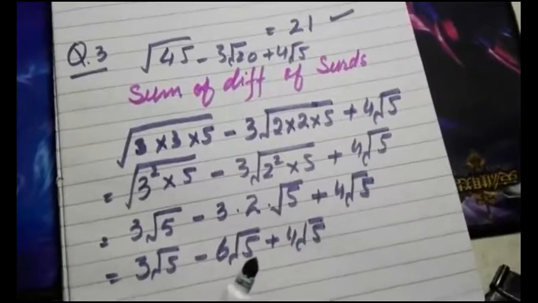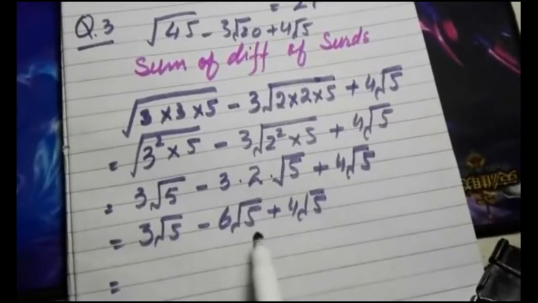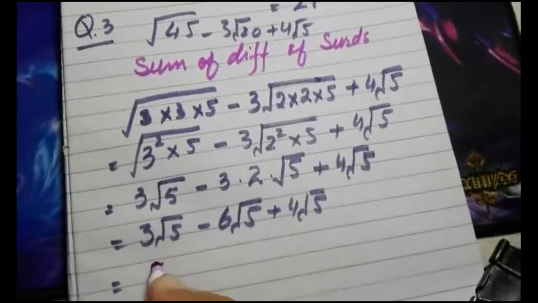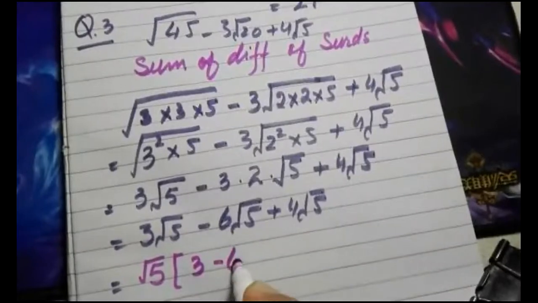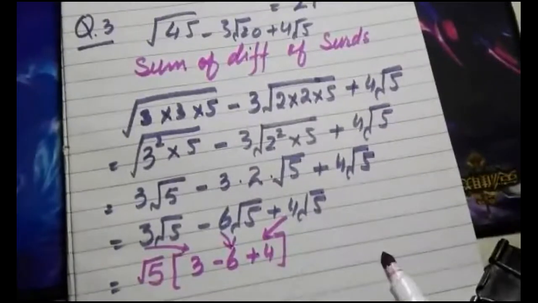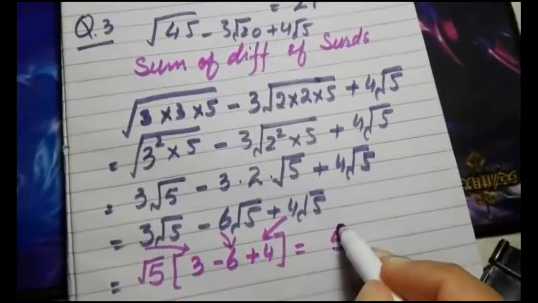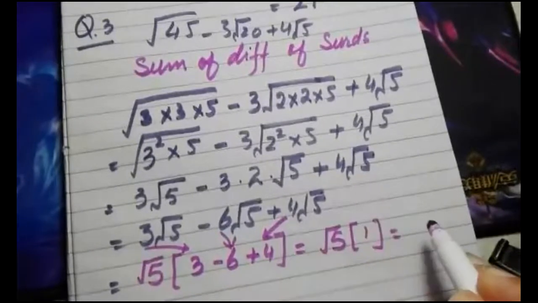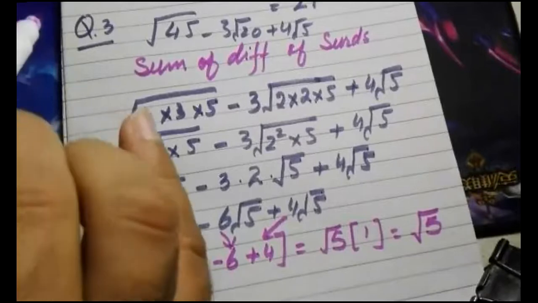Now this is a step which I want to explain you, and you have to see what is common in all these three terms. Under root 5 is common, so we will take out under root 5 as common. So it will become 3 minus 6 plus 4. 3 from the first term, right here, 6 from here, and 4 from here. And then simplify the bracket. So this is 3 and 4, 7 minus 6, it will become 1. So under root 5, and you will get 1 inside the bracket. So final answer will be under root 5. It is the answer of the question. It was question number 3 and it's part number 1.